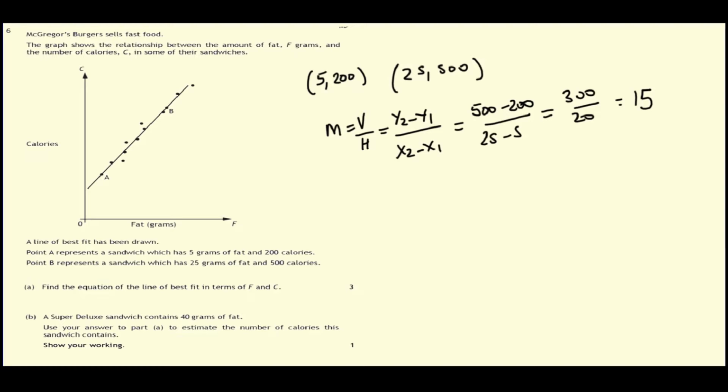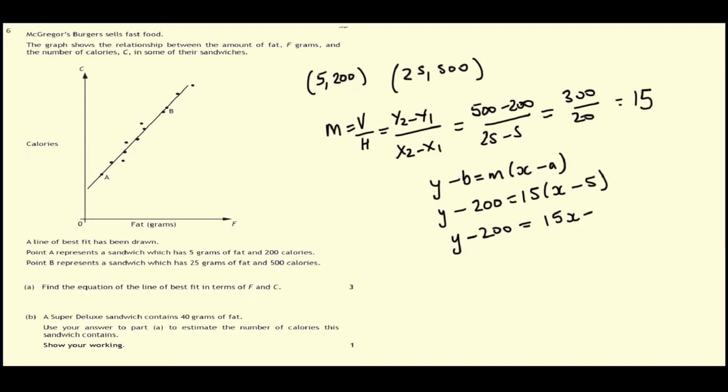Okay, so we put that into our y minus b equals m bracket x minus a formula. So that's y minus, I'm going to use the first coordinate, 5, 200 here, so y minus 200 is 15 times x minus 5. Okay, so multiply this out, that'll give you y minus 200 is 15x minus 75, or y is 15x plus 125. If we have a look in our question though, our y and x axes are actually changed to be C and F respectively, so it's actually C is 15F plus 125. Okay, and that's part A.